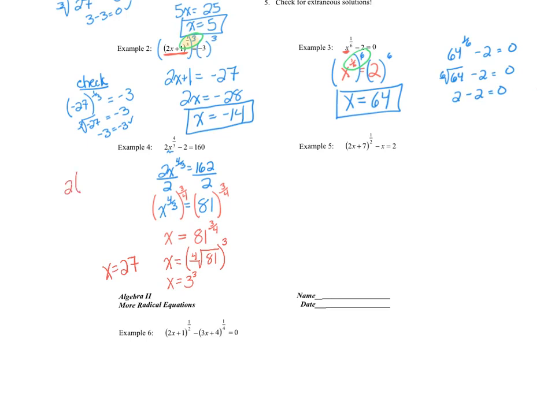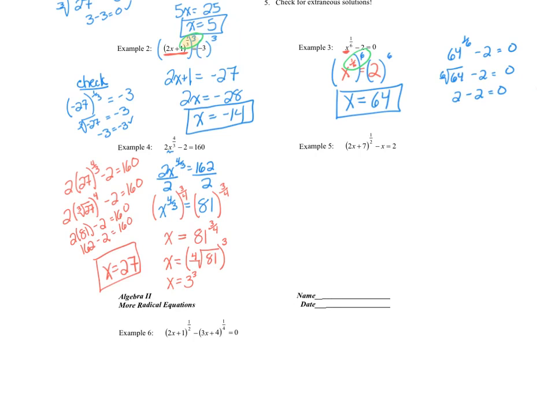So we're going to have 2 times 27 to the 4/3 minus 2 has to equal 160. So 27 to the 4/3 is really the cubic root of 27, raised to the fourth. The cubic root of 27 is 3. 3 to the fourth is 81. So we have 2 times 81 minus 2 is equal to 160. So we have 162 minus 2 is equal to 160, which works. So 27 is your answer.